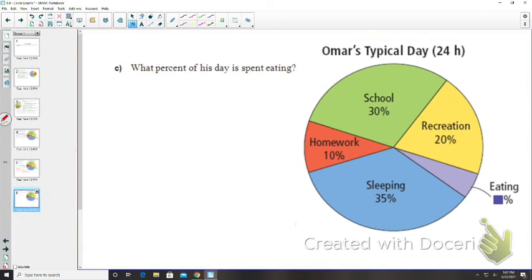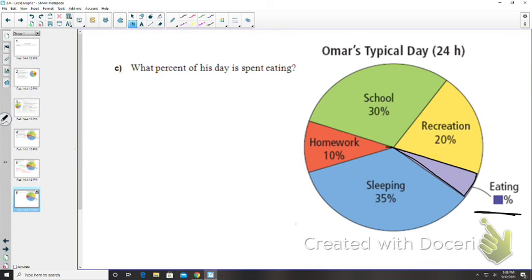Okay, last part of this question. It is asking what percent of Omar's day is spent eating. That is this little region over here. Maybe that is the best part of Omar's day, even though it only takes up the smallest amount. Now, notice that we are not given the percentage at which Omar spends eating.